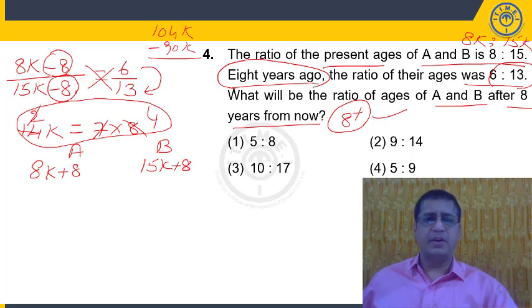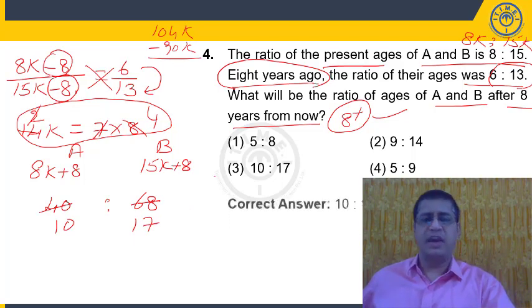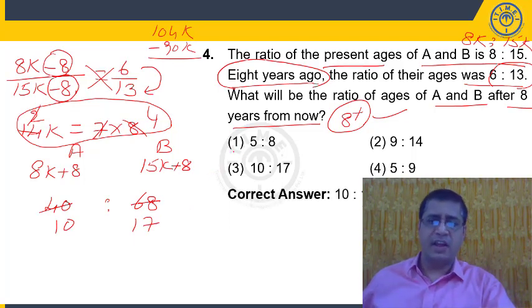K is equal to 4 means 8 into 4, 32. 32 plus 8 is equal to 40. Now 15 into 4 is 60, plus 8, 68. Simplify this: 4 10 times and 4 17 times. Now the ratio of the ages of A and B after 8 years will be 10:17.